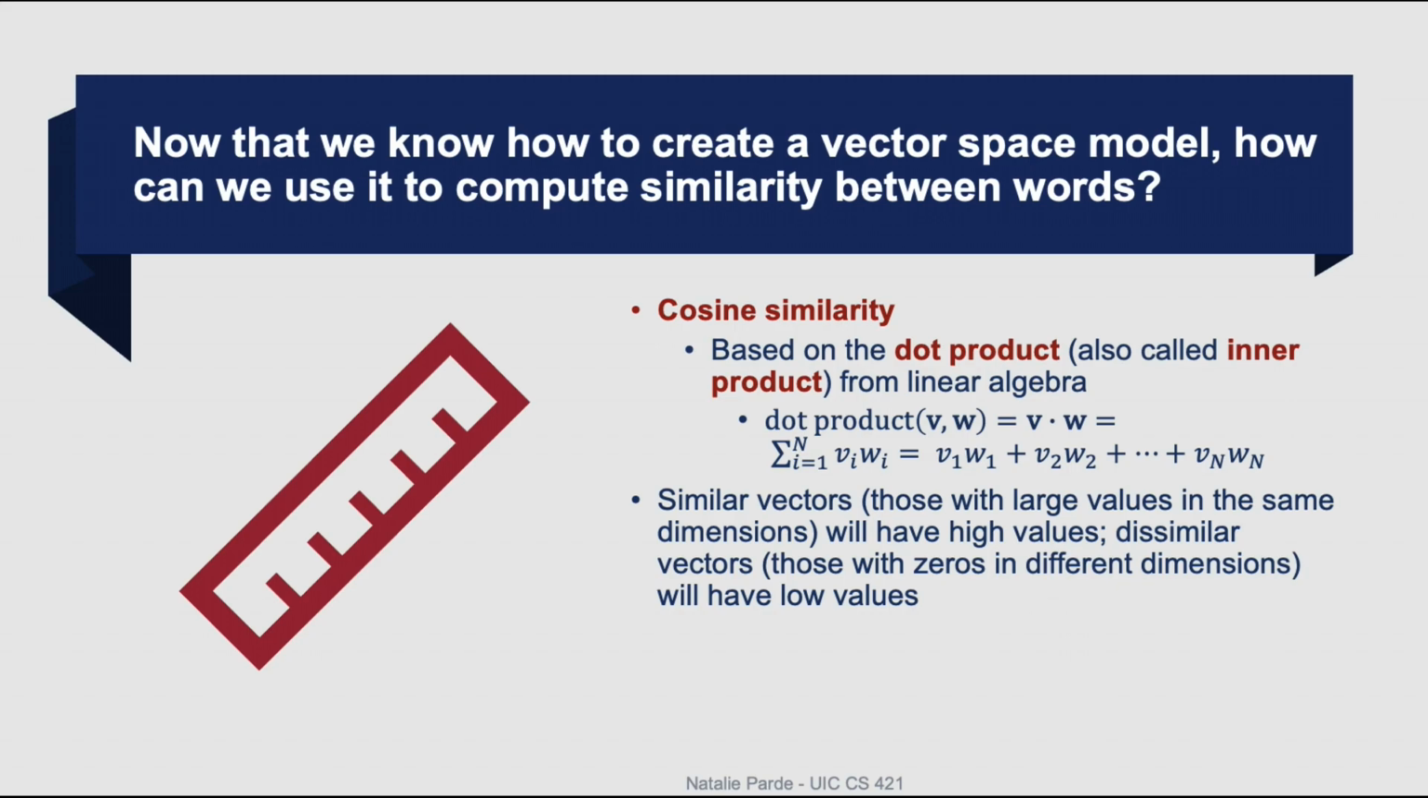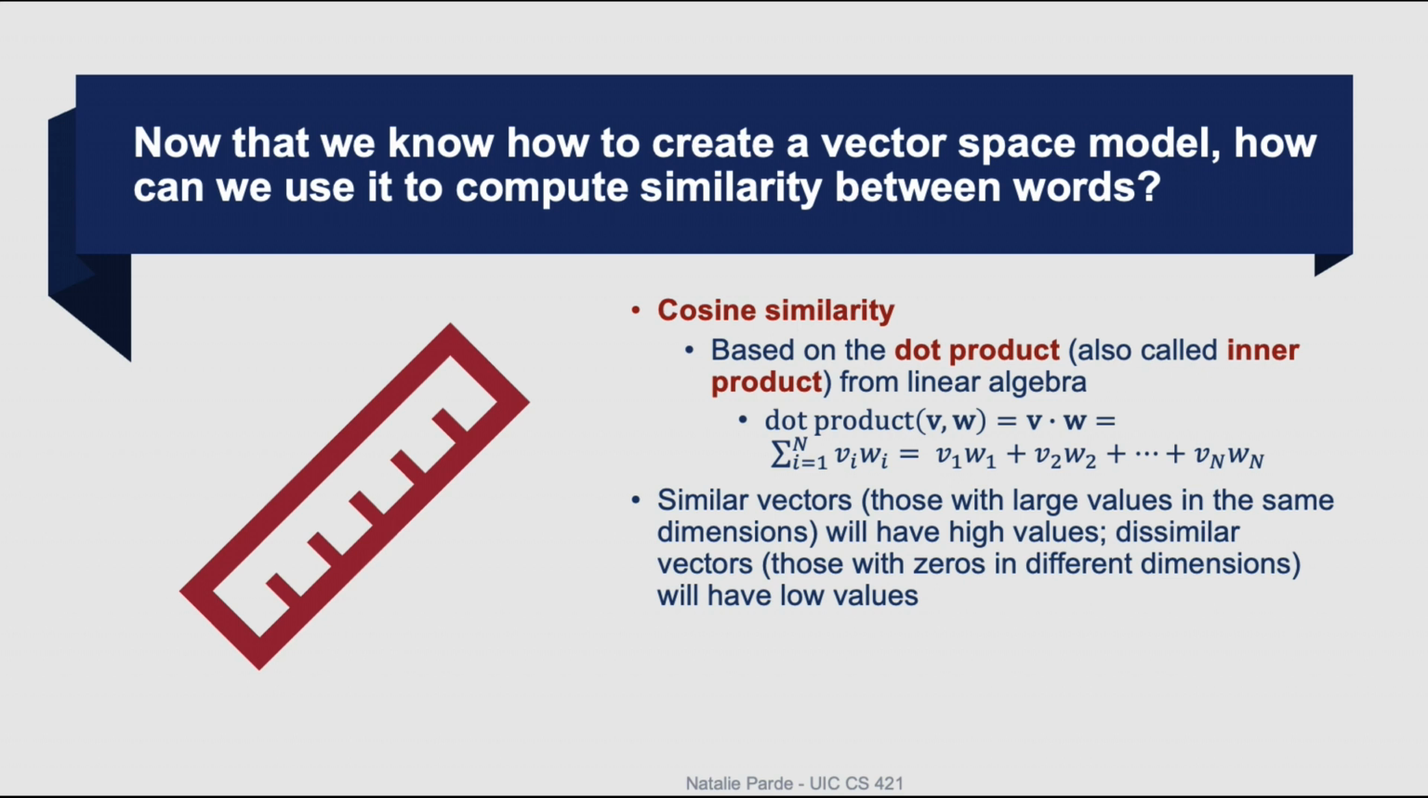So we've learned now how to create a basic vector space model. However, a vector space model is only useful if you're able to leverage it to determine meaning, and in doing so determine semantic similarity between words. A popular method for computing semantic similarity is cosine similarity.